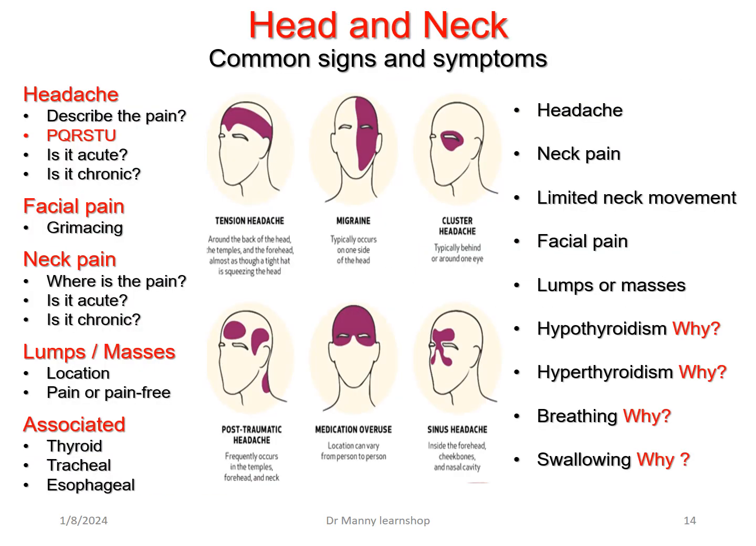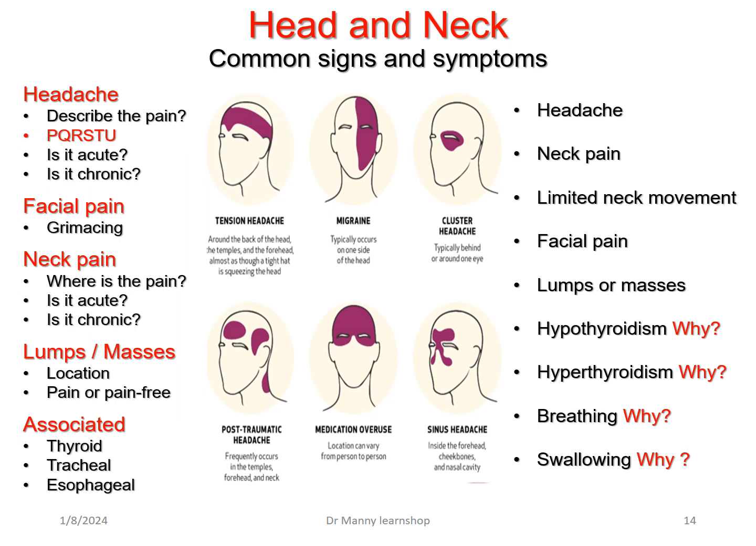Okay, so when it comes to the clinical manifestations related to head and neck, common signs and symptoms are going to be headache, pain, which could be facial or neck pain. It could be things like lumps or masses and other issues that relate to specific disorders. So when we look at the headache, we describe that. You can either use the PQRSTU and decide whether it's acute or chronic. Facial pain can be recognised by facial grimacing.